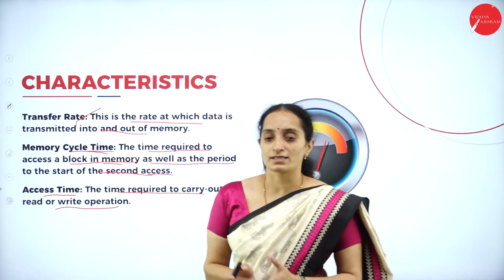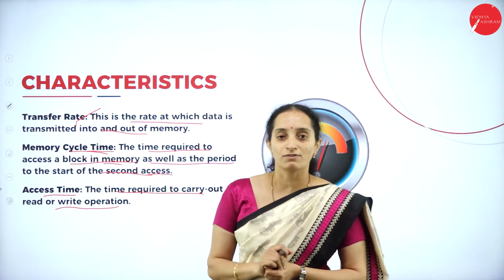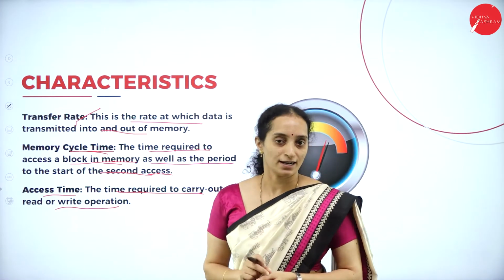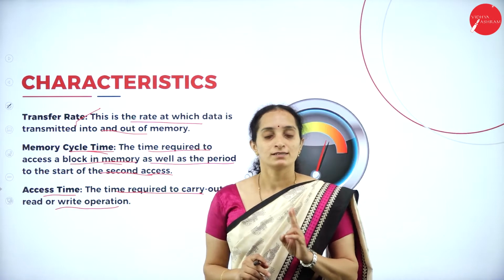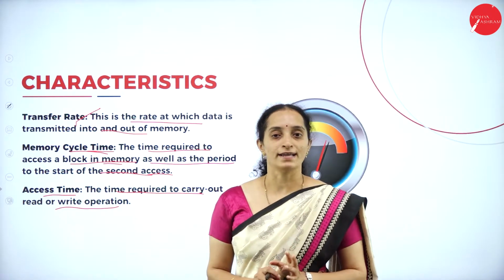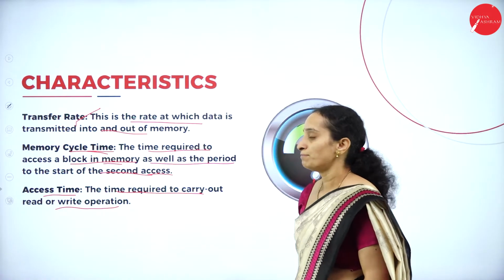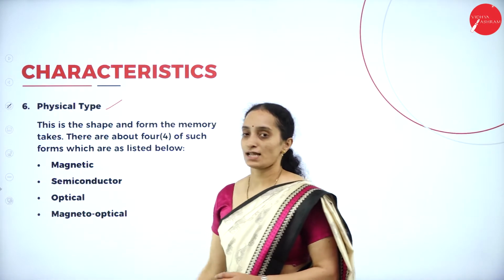We are not going to access just for the time pass, isn't it? So accessing will be either to read the data or to write the data. So the time required to do these two operations, read or write, is called the access time in the memory. Okay. Next is the physical type.